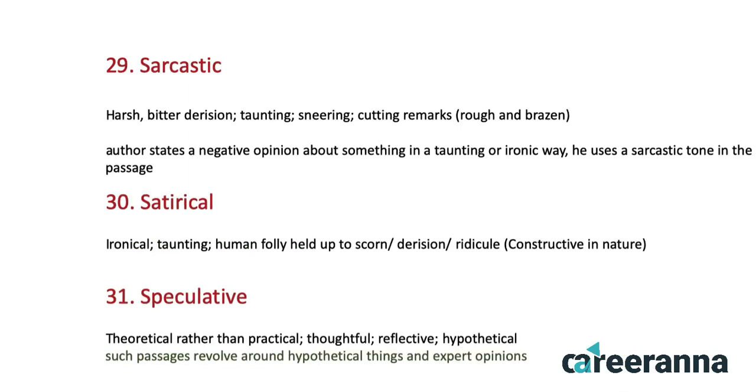Then the next tone is sarcastic. This basically means harsh, bitter, taunting. Then the next tone is satirical, again where you are taunting someone. Now the difference, and a very frequently occurring confusion between students, is when to mark a sarcastic tone and when to mark a satire. In satire, I am trying to portray a constructive criticism through ridiculing someone, like you would have seen in movies around political satires. Here I am using a light-hearted mode of expressing criticism, but it is mostly in a constructive way, where I am highlighting his negativities and I want the person to improve.